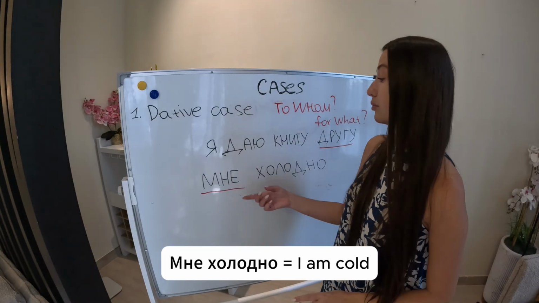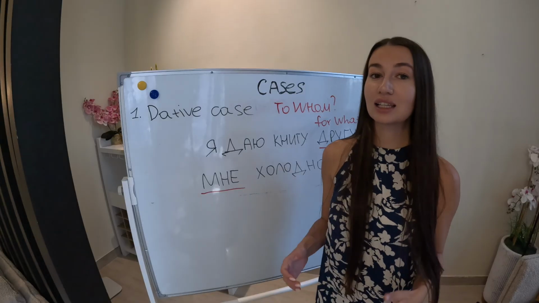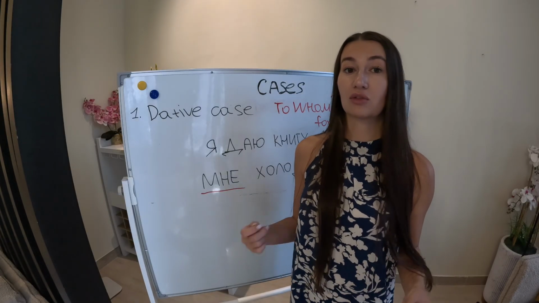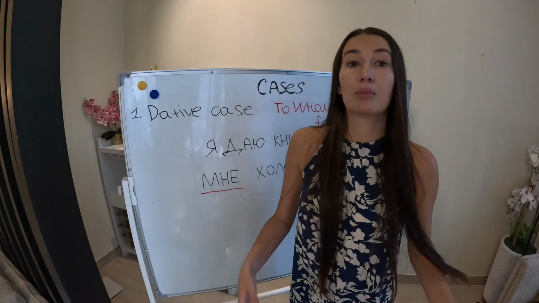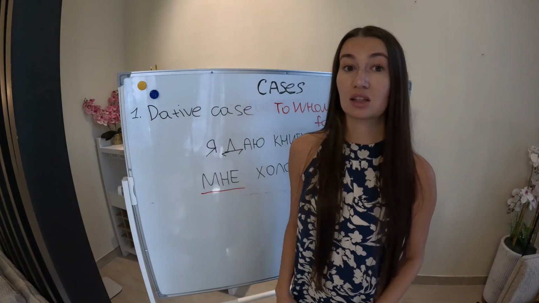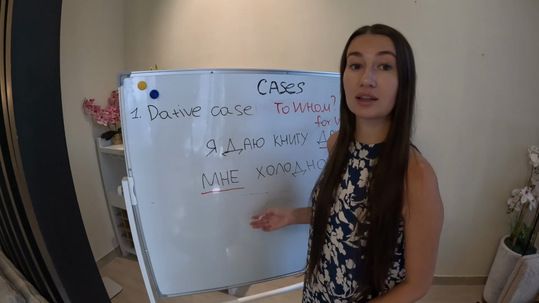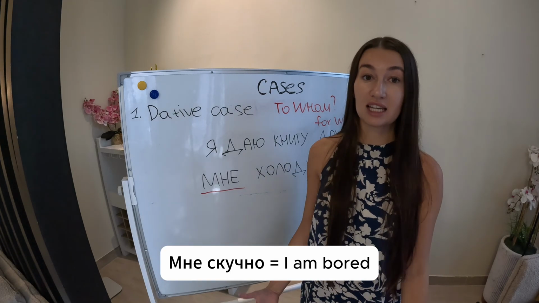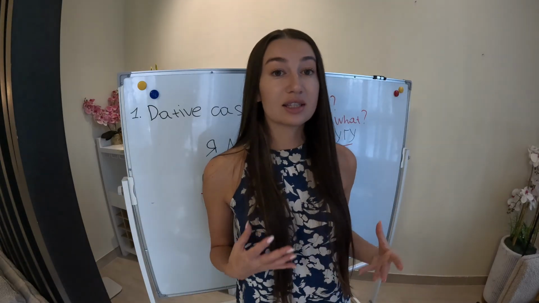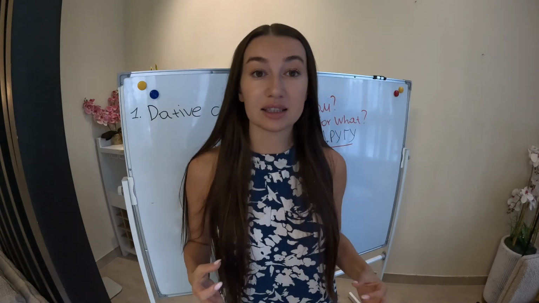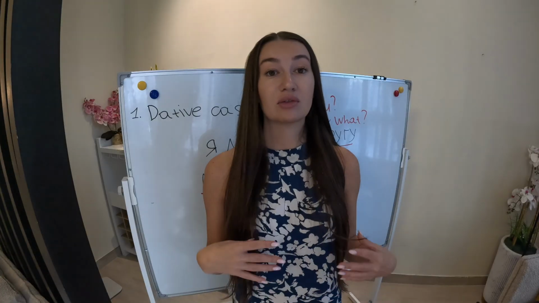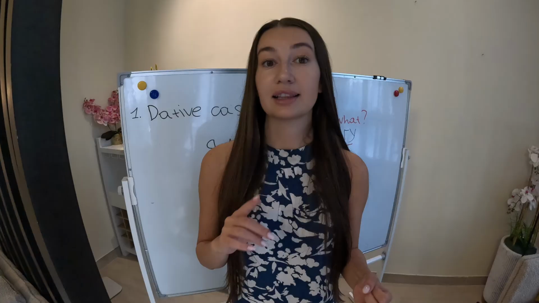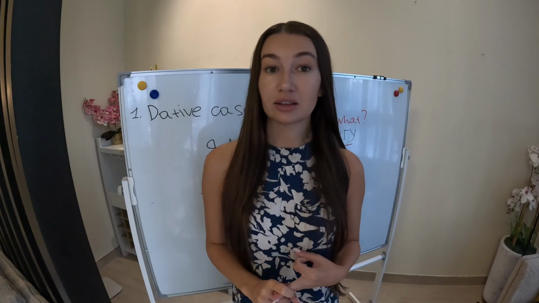Another example, мне холодно. Literally, to me, it is cold. So whenever you want to talk about your physical state, I'm cold, I'm bored, I'm interested, we say мне холодно, мне интересно, мне скучно. Dative case. So used for giving something to someone, saying something to someone, expressing feelings and states, as well as we use it for the age, likes, dislikes, and need.